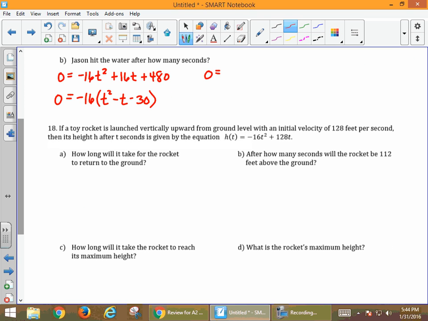0 equals two numbers that multiply to give me negative 30 and add to give me negative 1 are negative 6 and positive 5. So t minus 6 and t plus 5. So my two possible times are 6 seconds and negative 5 seconds. Since my time cannot be negative, my only possible answer is 6 seconds.